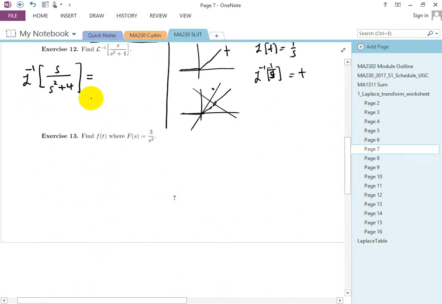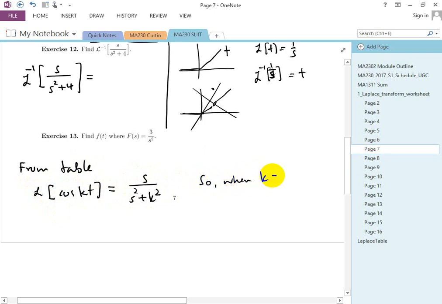So we have, from table, the Laplace transform of cosine kt is s over s squared plus k squared. So when k equals 2, you get the Laplace transform of cosine 2t. So s over s squared plus 2 squared, which is s over s squared plus 4. So this is the Laplace transform.